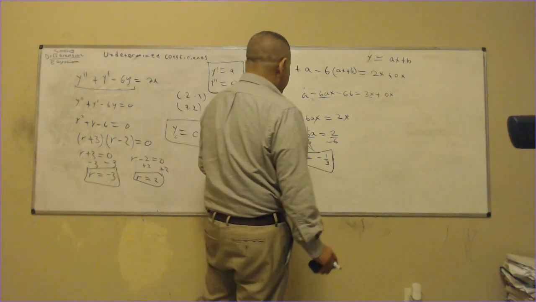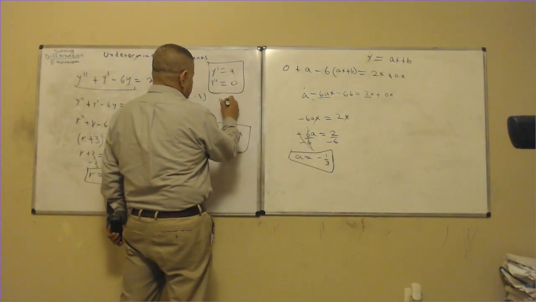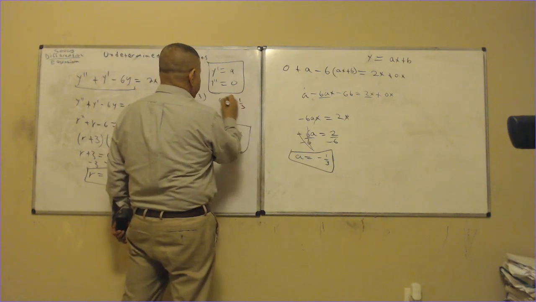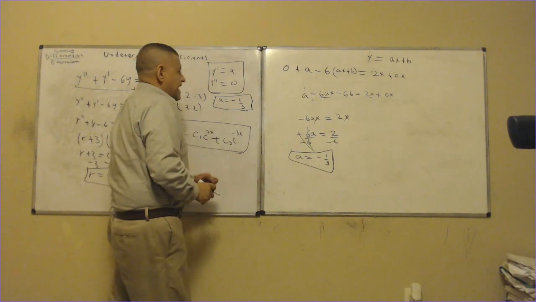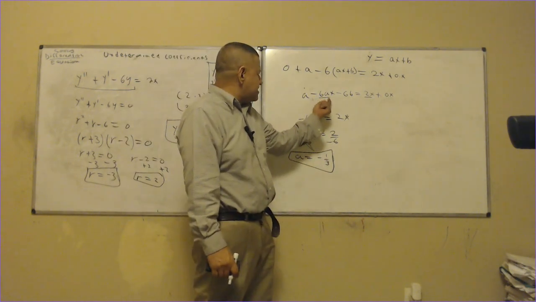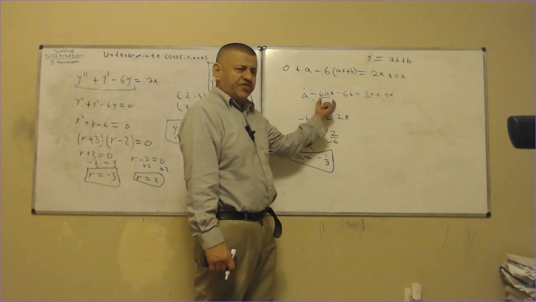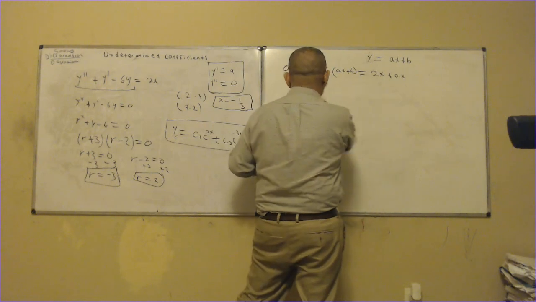Now I need to find my b, right? So now a equals negative 1/3. And keep in mind that we had an x involved in the a term, right? Keep that in mind.